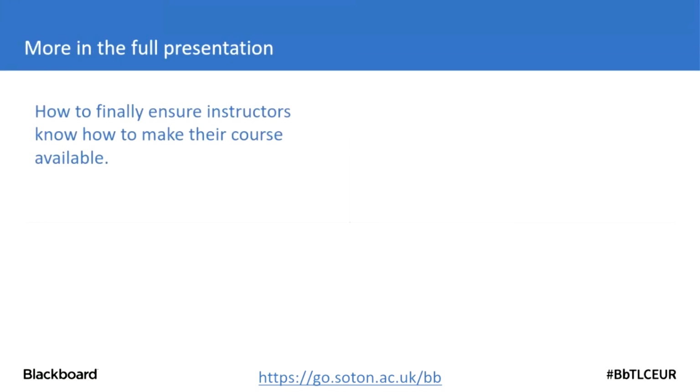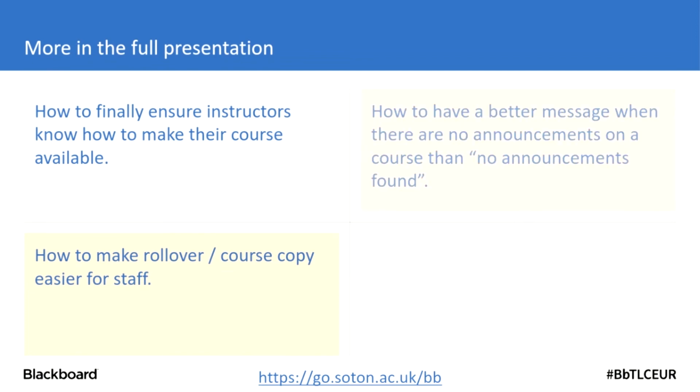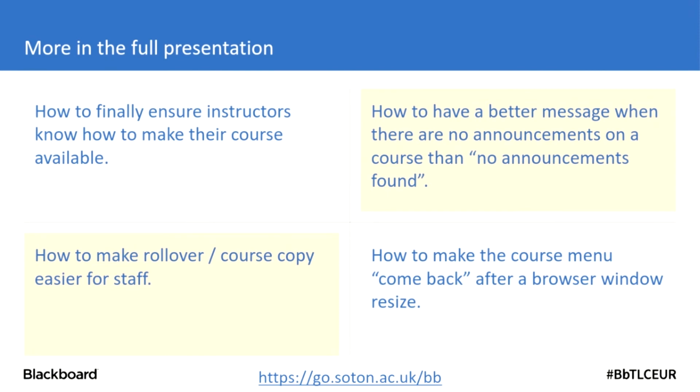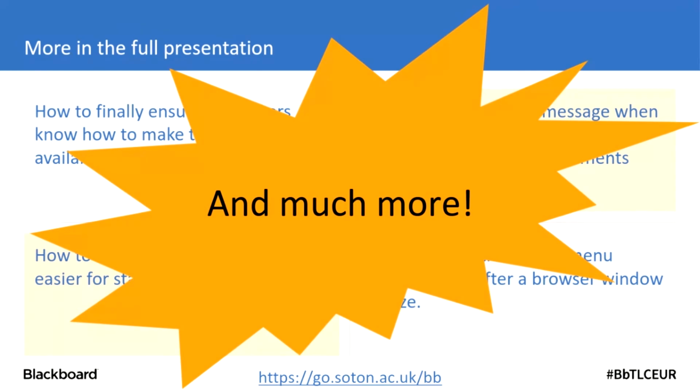And speaking of much more, in the full version of the presentation, you also find how we finally managed to make sure that our instructors knew how to make their courses available, and how we made it easier for instructors to do the rollover and course copy, and how we changed the message that is shown when there's no announcements on the course. The default is no announcements found, which people found quite unfriendly, and now we've got a much friendlier message. And also we'll show you how you can make the course menu automatically come back after a browser resize, which caused a lot of tickets for us before when people got confused, and much more.